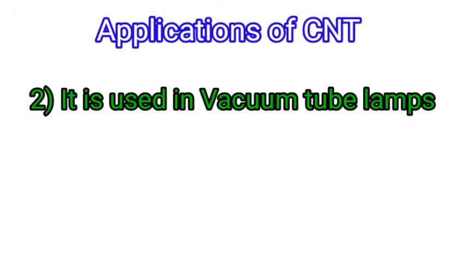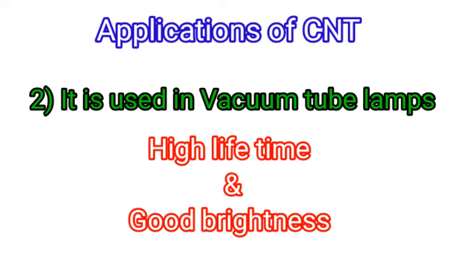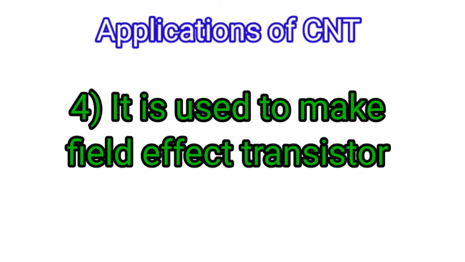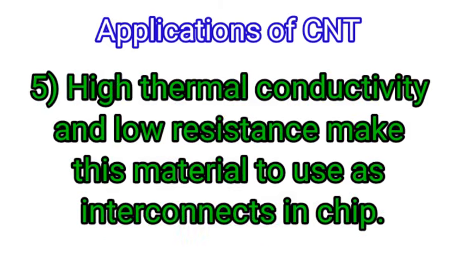It is used in vacuum tube lamps, and this lamp has more lifetime and good brightness. Plastic composite of carbon nanotubes can be used as lightweight shielding material for electromagnetic radiation. Carbon nanotubes are used to make field effect transistors. High thermal conductivity and low resistance make this material usable as interconnects in electronic chips.